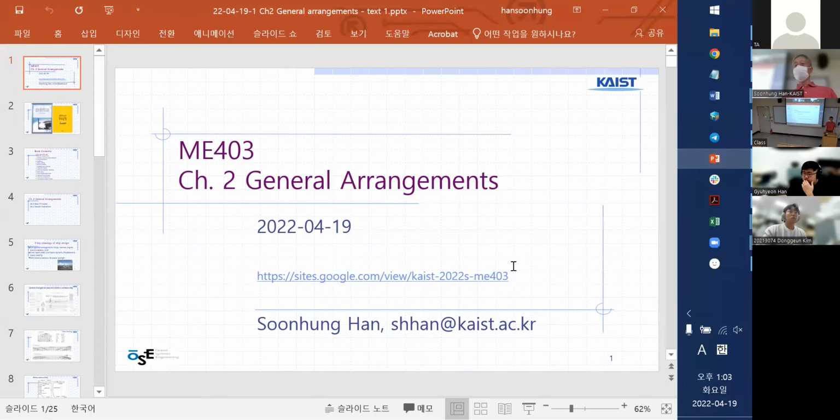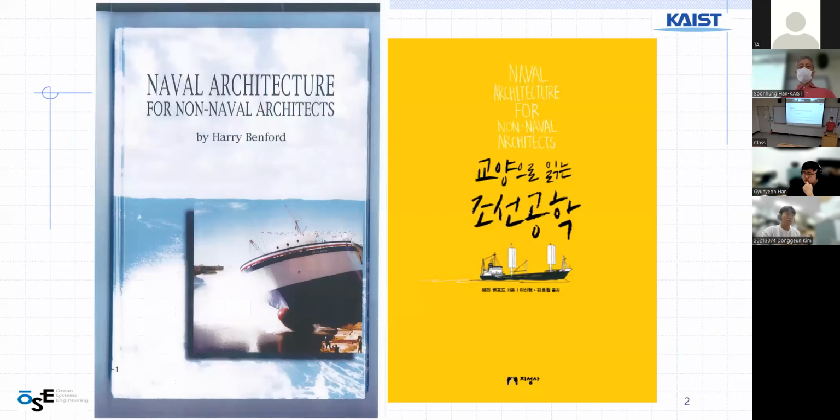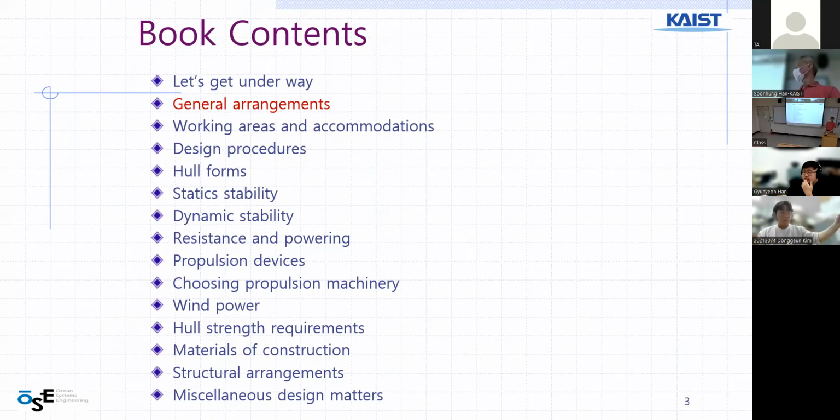This is the arrangement of chapter 2. So we are starting the text 1 of Naval Architecture for non-naval architects, Korean version of this one. And we are trying to cover the general arrangement.